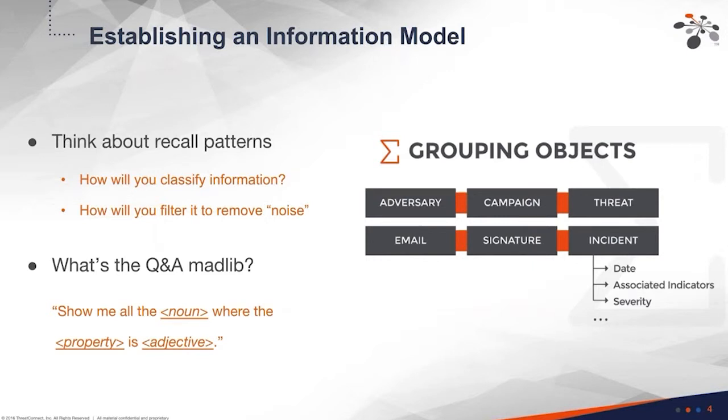Again, to the right, we actually have some kind of grouping objects that we use that allow us to convey different types of relationships, why things are important, or why they should be treated in the same bucket. Are they part of the same incident or part of the same malicious email that came out?